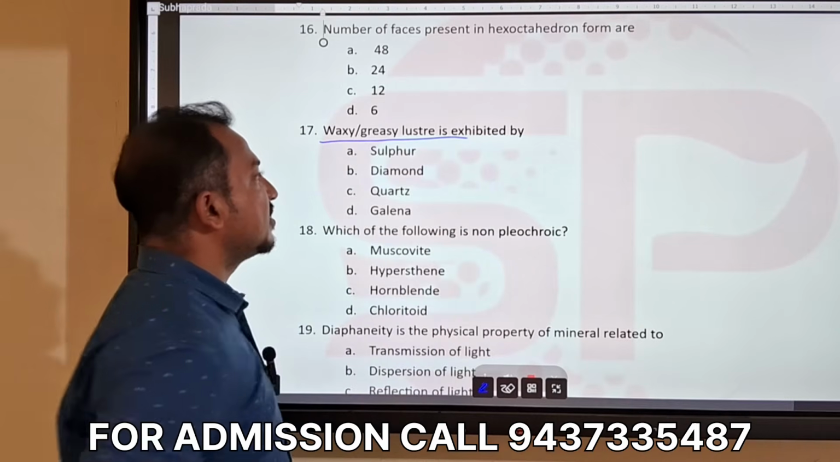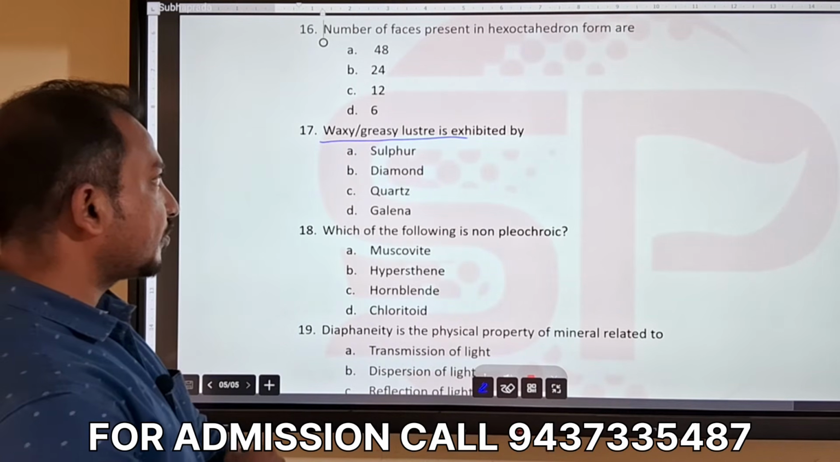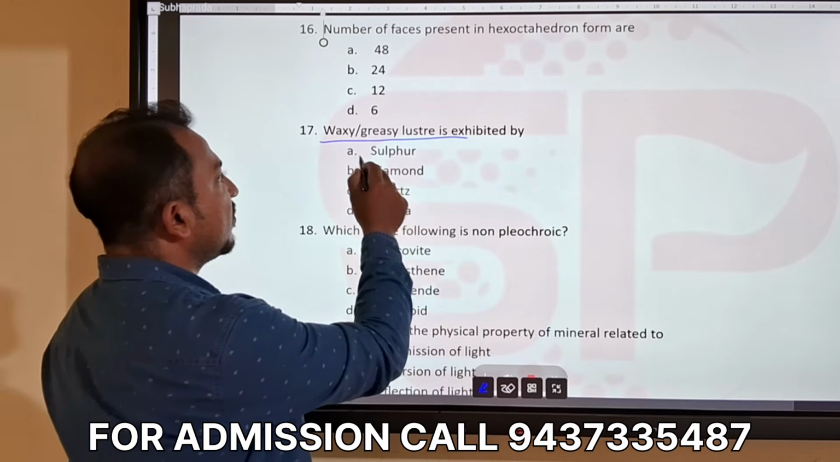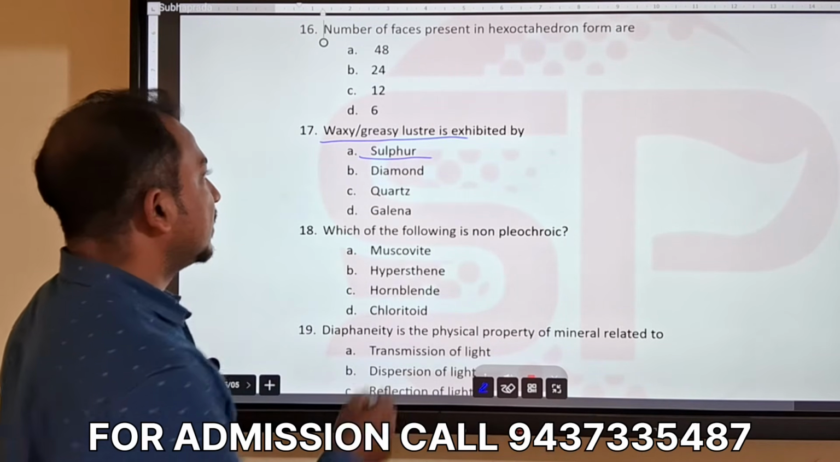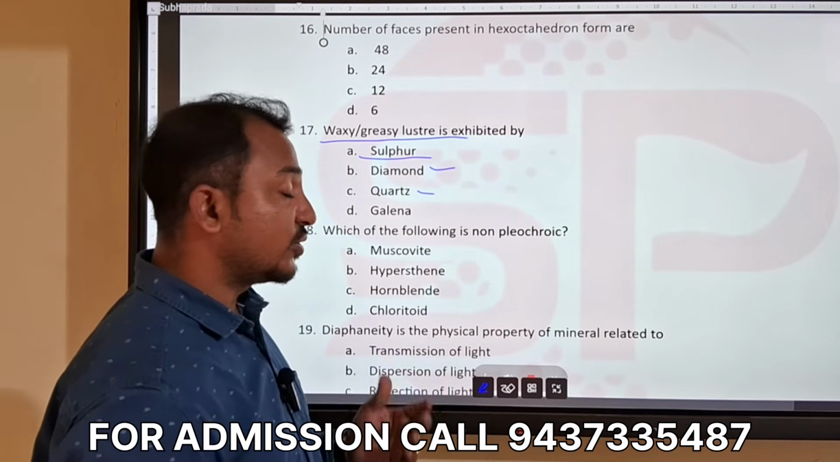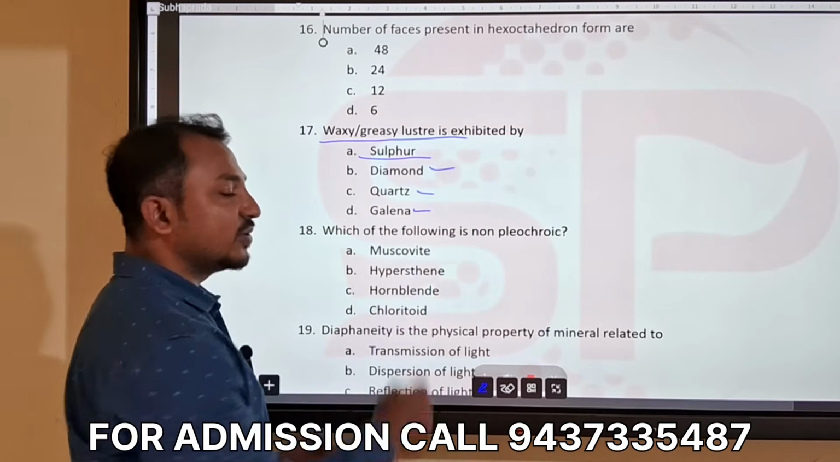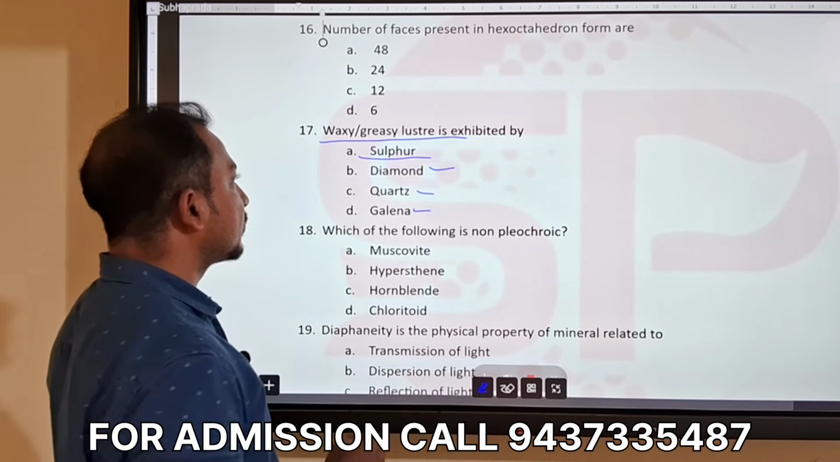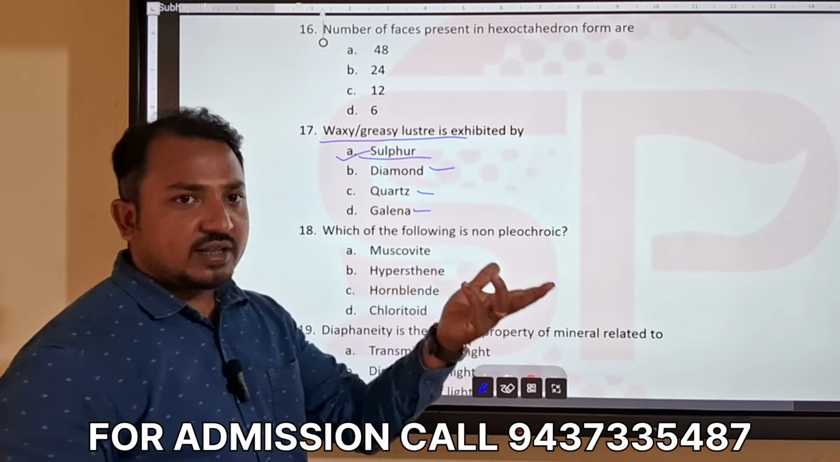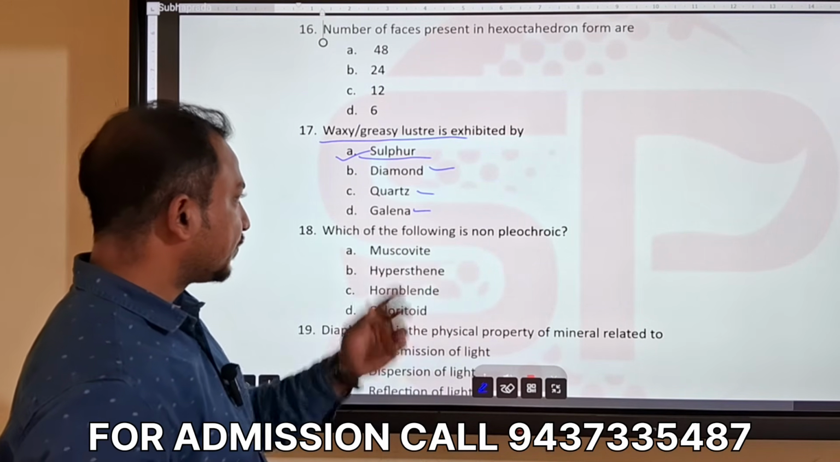Waxy luster is exhibited by... Resinous luster is shown by sulfur bearing minerals. Then diamond shows adamantine luster, quartz shows vitreous luster, galena shows metallic luster. The answer will be sulfur. Diamond and cerussite also show adamantine luster.